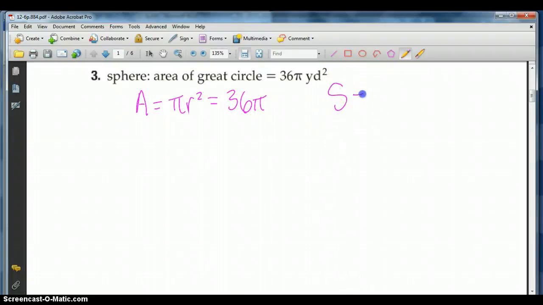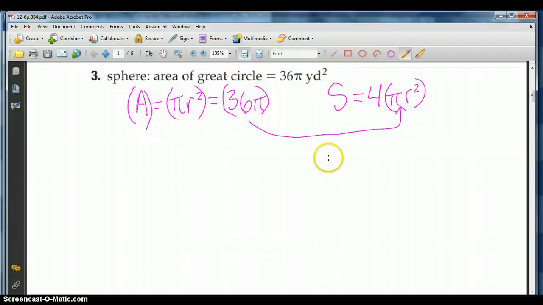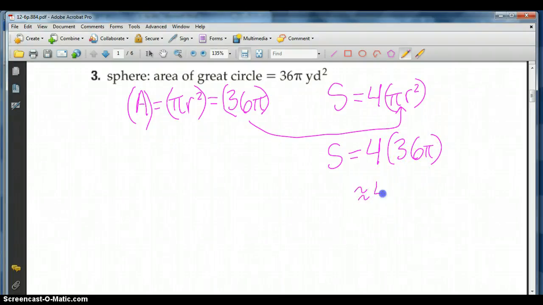Surface area of a sphere is equal to 4 times pi r squared. Well, pi r squared is the area of the great circle. So we can substitute 36 pi in for pi r squared. So our surface area here becomes 4 times 36 pi, and 4 times 36 pi is approximately 452.4 square yards.